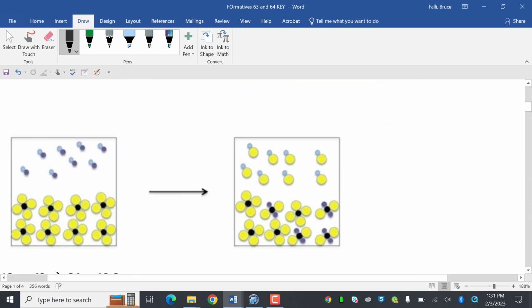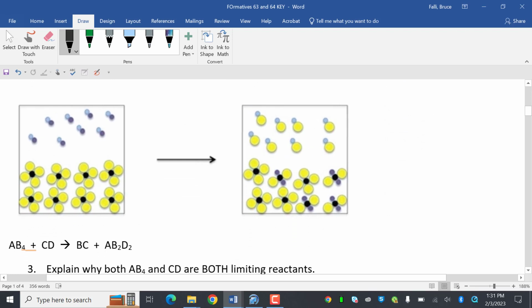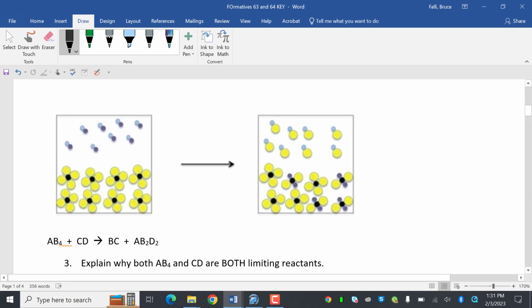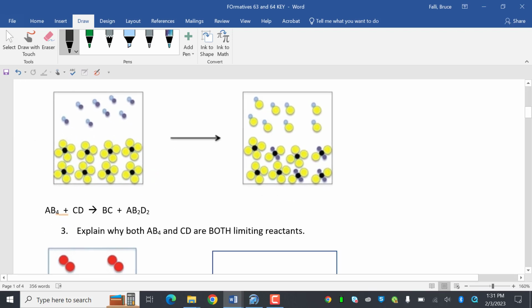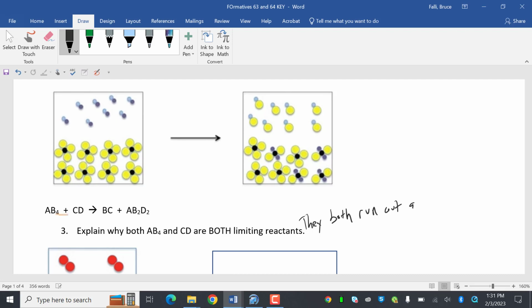All right, so looking here, we get the equation AB4 plus CD yields BC plus AB2. Explain why these are both limiting reagents. Now, I don't even need this picture. Why are they both limiting reagents? What does it mean if they're both limiting reactants? They both run out at the same time.